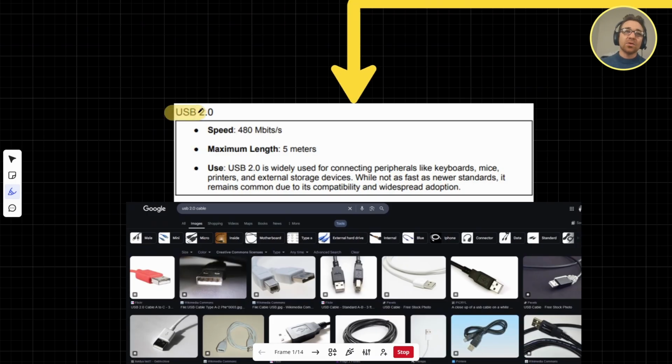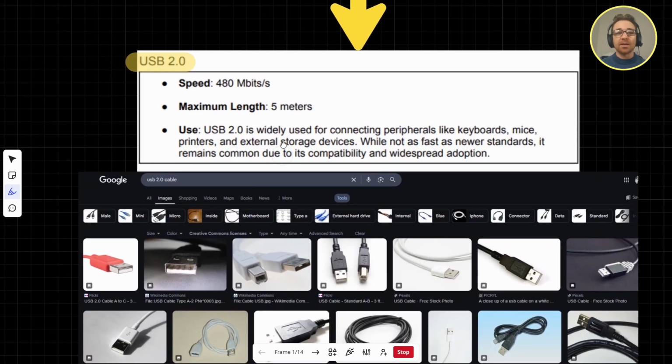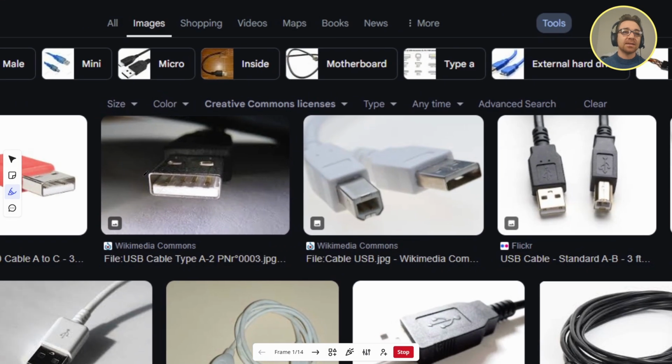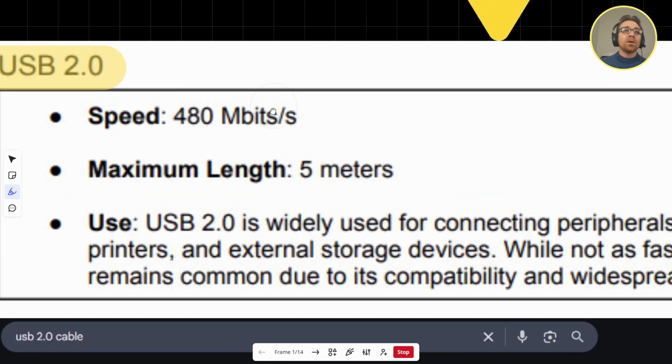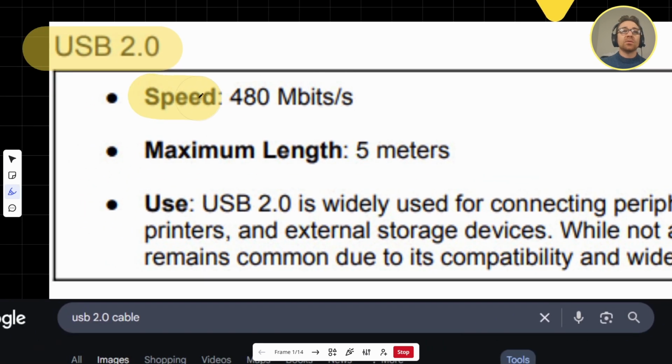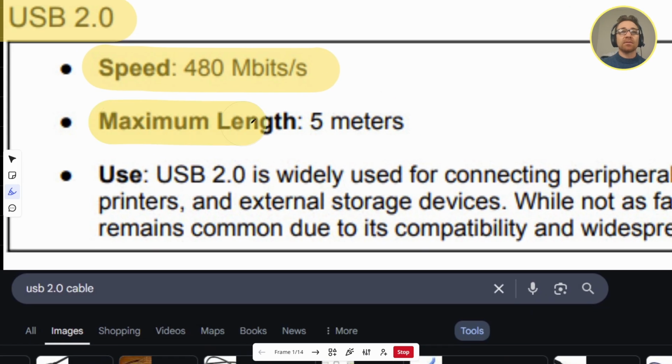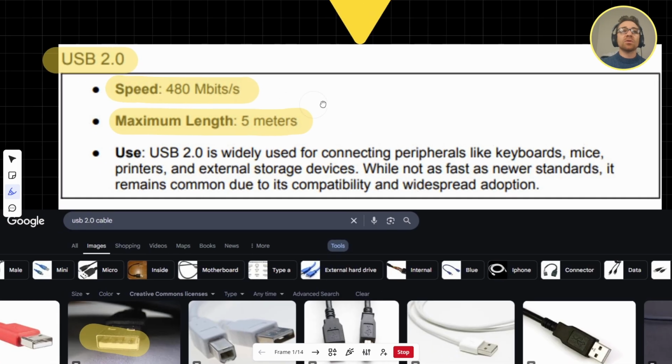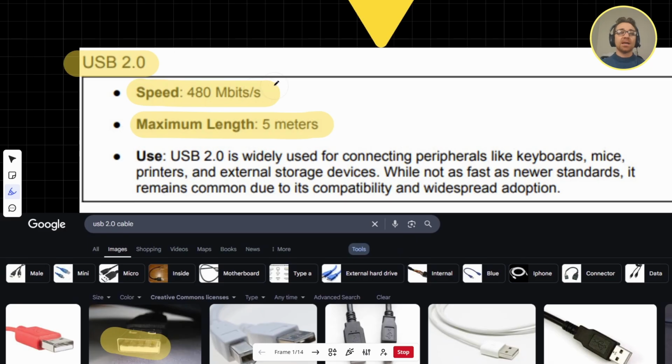In some ways, USB 2.0, we all know what a USB cable is. Looks like this, right? It's that square type connector. What we do need to know is the speed, which is 480 megabits per second. The maximum length is around 5 meters. Really, guys, mostly you just need to know about the speed, about 480 megabits per second.